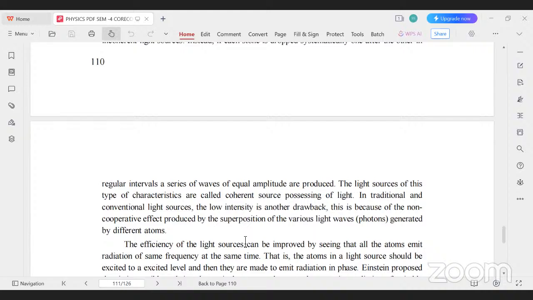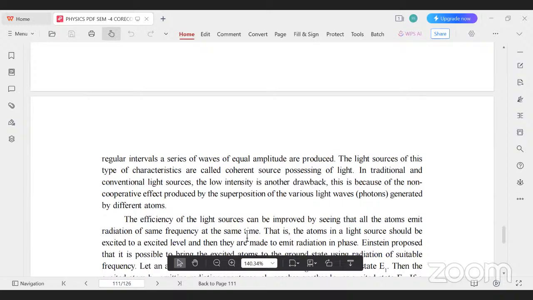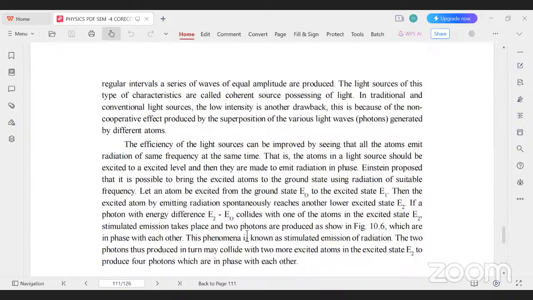This is because of the non-cooperative effect produced by the superposition of the various light waves, that is, photons generated by different atoms. The efficiency of the light sources can be improved by ensuring that all the atoms emit radiation of the same frequency at the same time. That is, the atoms in a light source should be excited to an excited level and then made to emit radiation in phase.